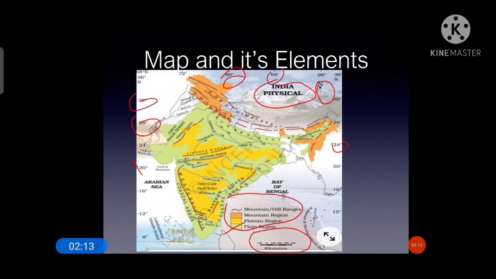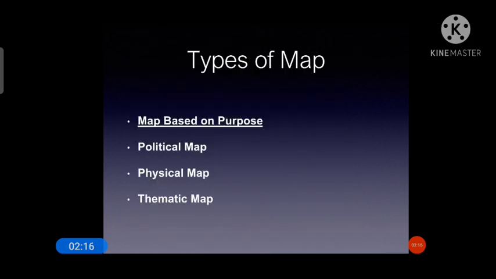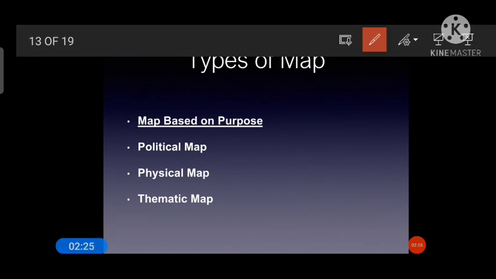Now coming to the next one, that is types of maps. Maps are classified based on purpose. Based on purpose there are 3 types of maps. The political map shows the political features. It shows national boundaries, international boundaries, state boundaries, district boundaries. All these are shown in a political map. Then we have the physical map. Here it shows all the physical aspects, like mountains, plateaus, plains, or rivers. Different types of landforms are shown in a physical map.